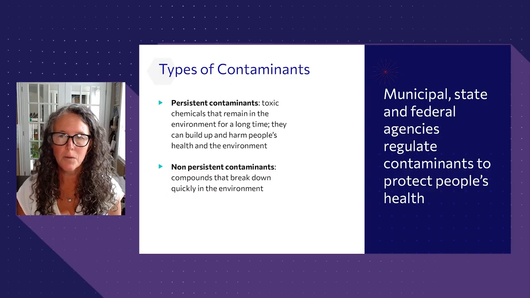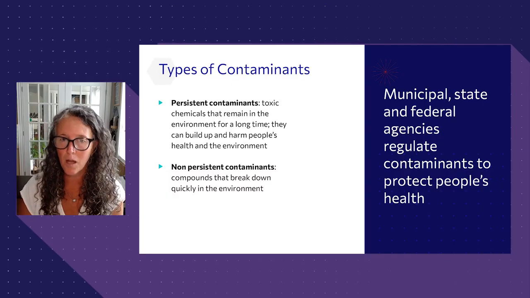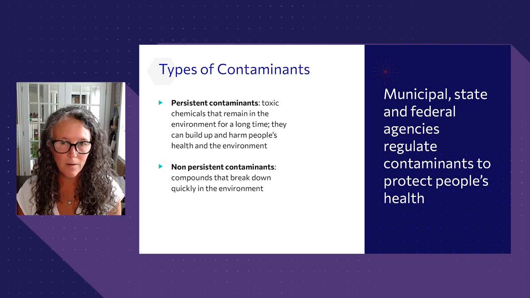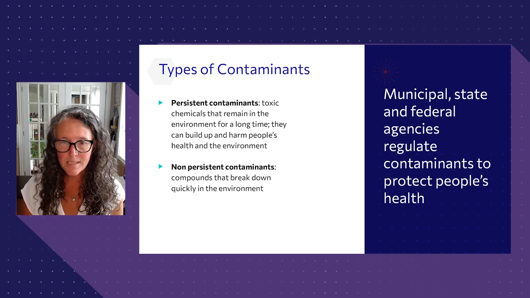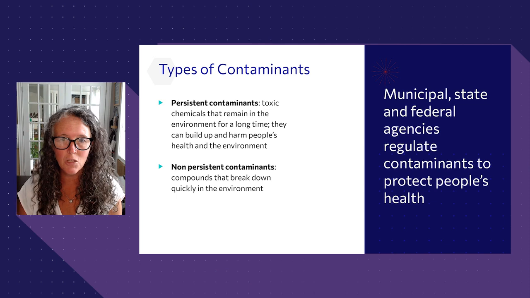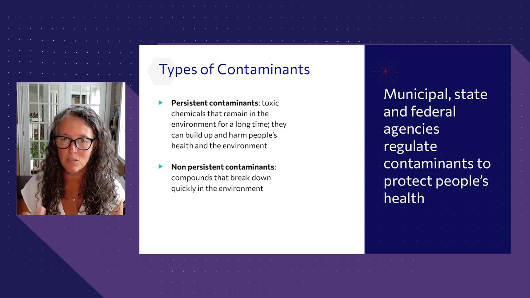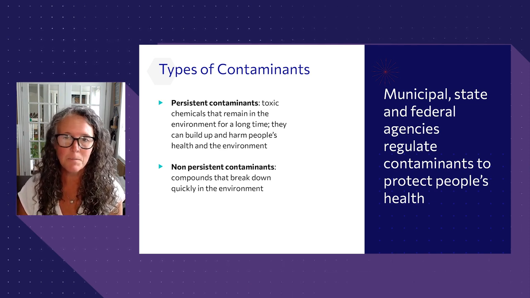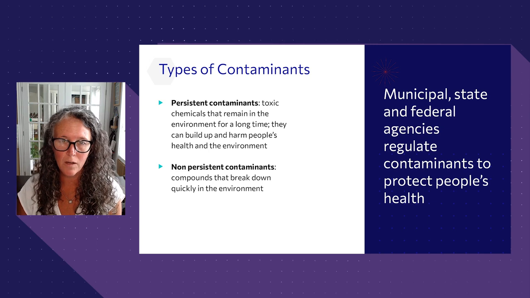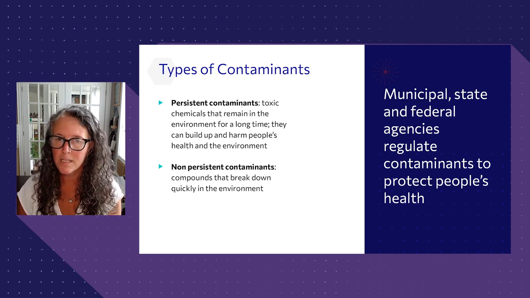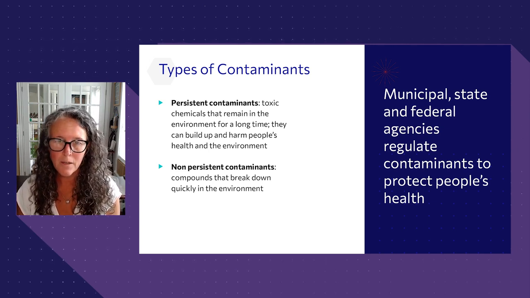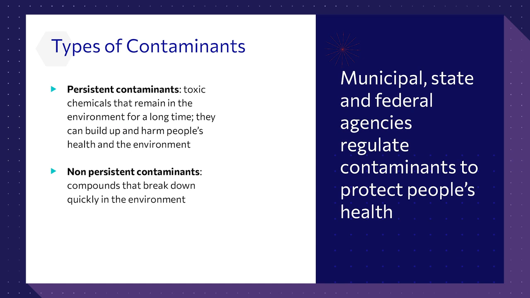So when we look at the types of contaminants, they can be broken down into two categories, either persistent contaminants or non-persistent, and they have different severity levels. A persistent contaminant is one that can build up and accumulate in the food chain, and it has a much longer negative impact. Some typical contaminants for water would include aluminum, arsenic, cadmium, chromium, chlorine, fluoride, microorganisms, or lead.